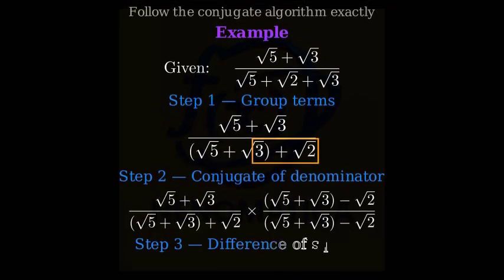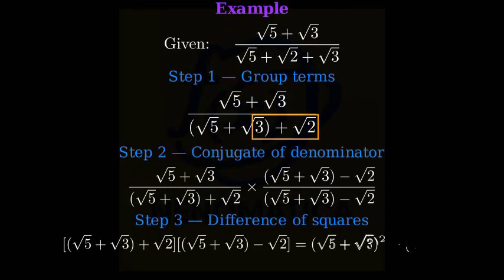Step 3. In the denominator, use the difference of squares. Parentheses a plus b times parentheses a minus b equals a squared minus b squared. Here a is the grouped pair, and b is square root 2.